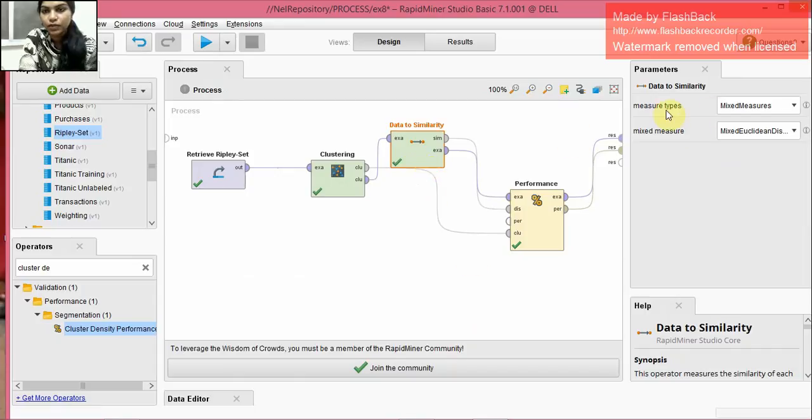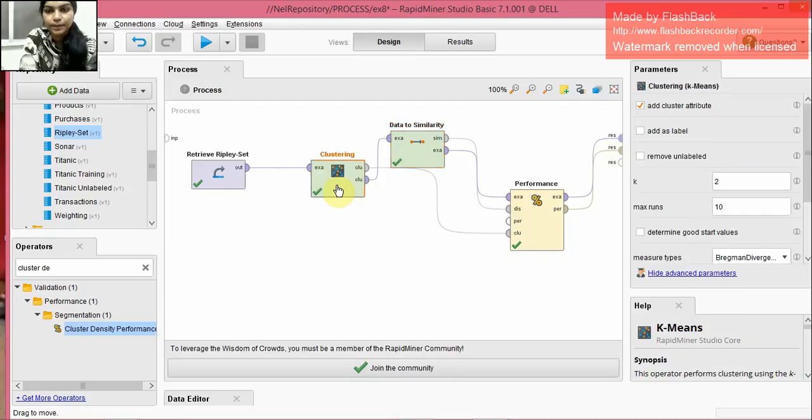Here in data to similarity, we have measure types: mixed measures, nominal, numerical, Bregman, and in clustering we have a value called k. This k value determines the number of clusters we want to derive. For example, here the value of k has been given as 2. It means that I want 2 clusters, and so is the result in the output, cluster 0 and cluster 1, because we have given the value of k here as 2. So the number of clusters derived was 2.